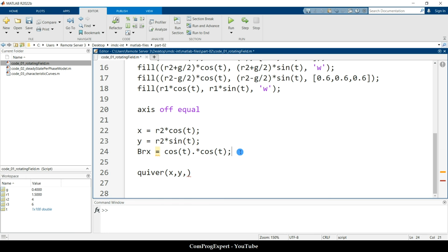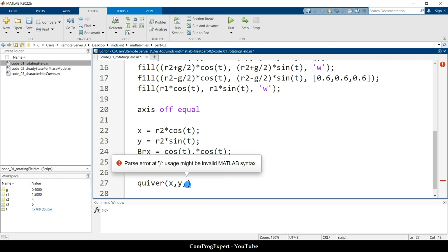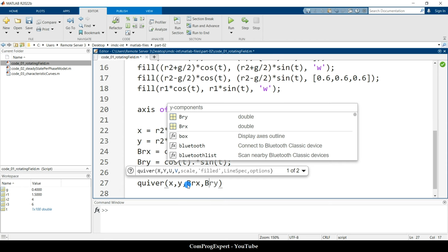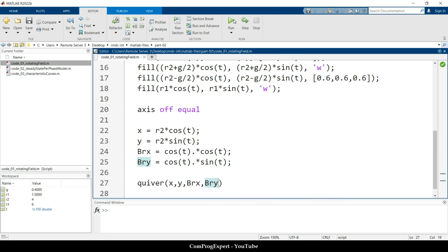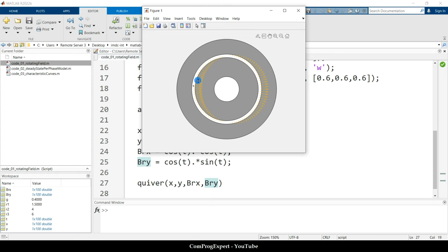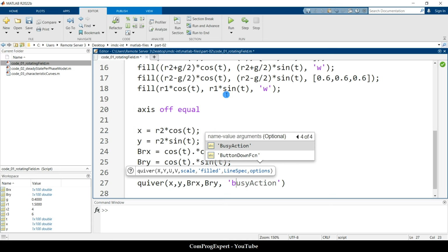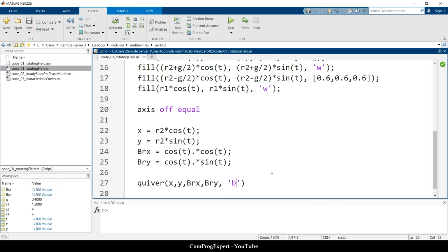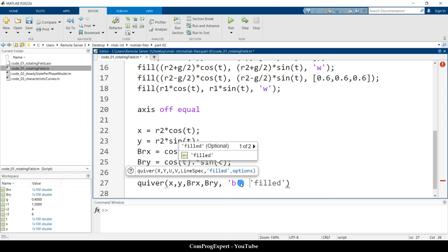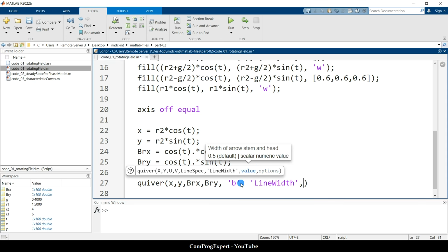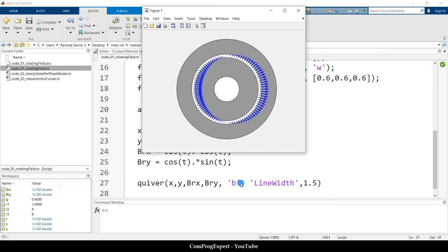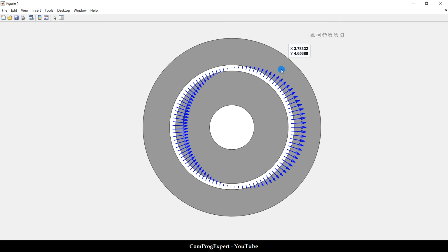So here, what is the BRY? The Y component is sine. So BRX and BRY. Let's run the code. Here we have these flux density vectors generated by the phase A. Let's use the blue color for the phase A and change the thickness of the line to 1.5. Okay, now this is a better visualization. This is the field generated by the phase A.